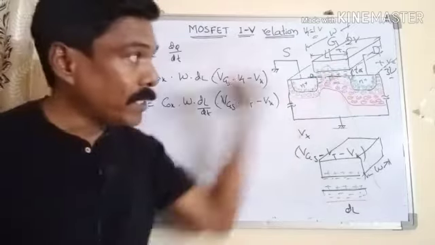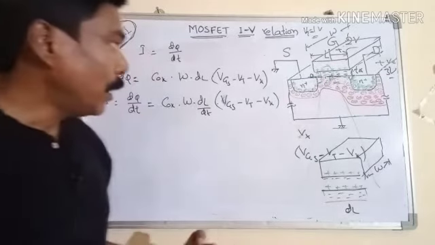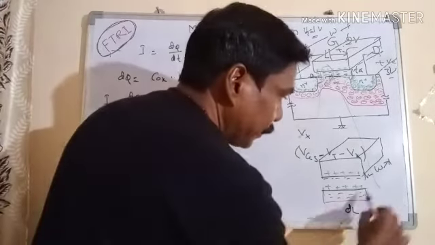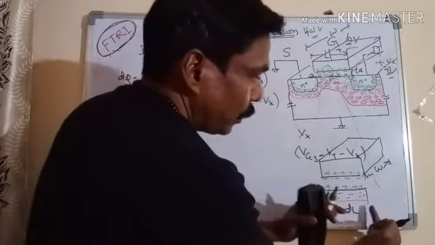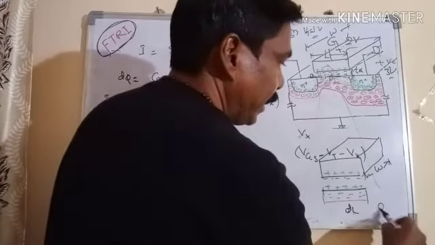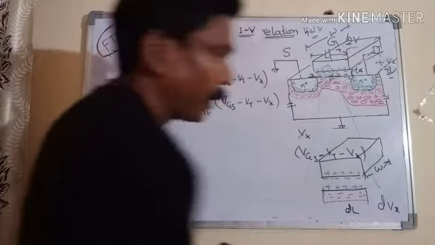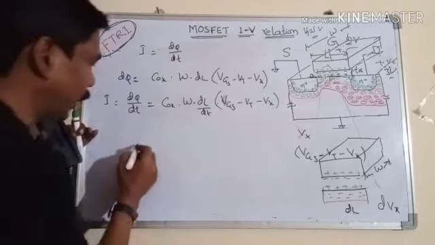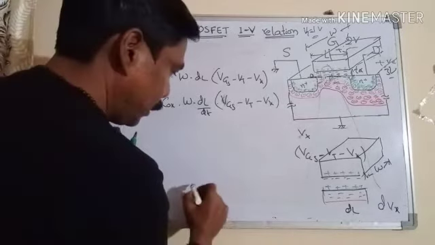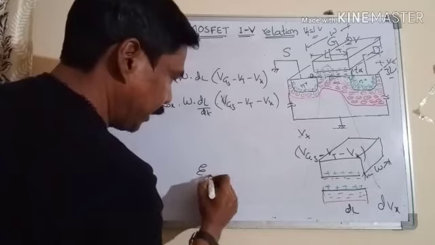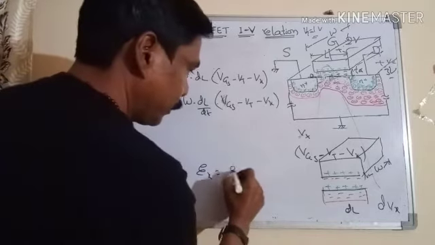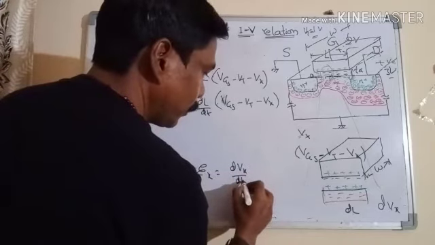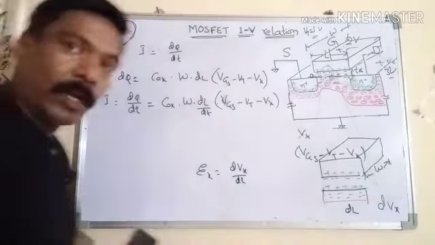So due to that horizontal electric field, we will introduce a parameter. What is the horizontal electric field? The voltage across this elemental channel, let us say, is dVx. The electric field along the elemental channel is given as dVx upon dl.